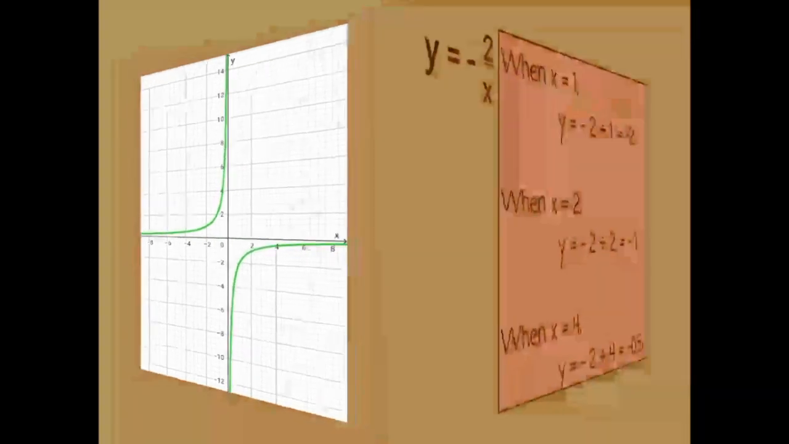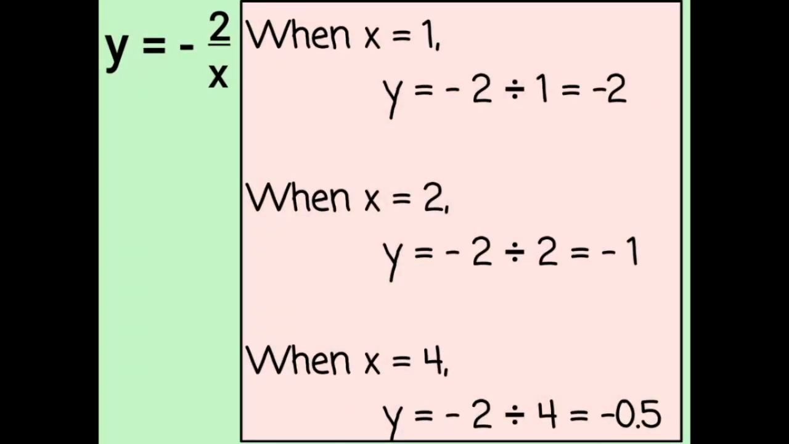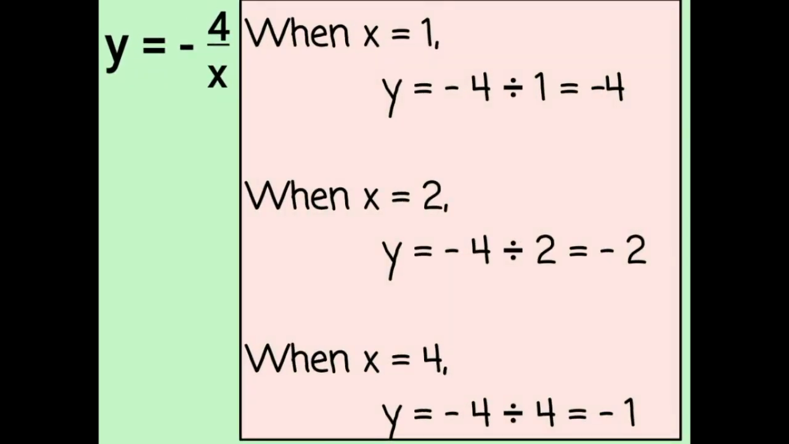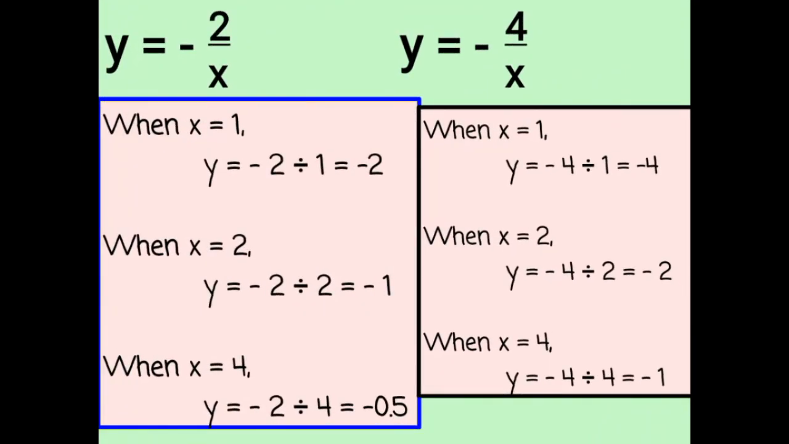If we were to check the values of x for the graph y equals minus 2 over x, when x equals 1, y equals minus 2, when x equals 2, y equals minus 1, and when x equals 4, y equals minus 0.5. And for the graph y equals minus 4 over x, when x equals 1, y equals minus 4, when x equals 2, y equals minus 2, and when x equals 4, y equals minus 1. So, for all the positive values of x, the y values of the graph y equals minus 2 over x are greater than that of y equals minus 4 over x.